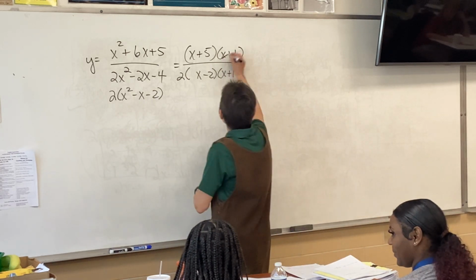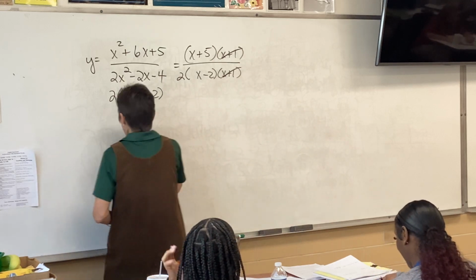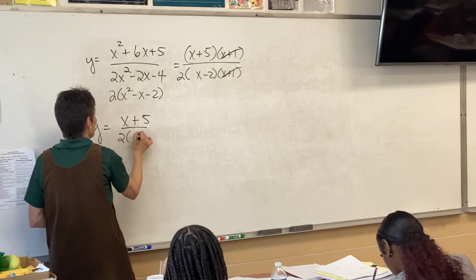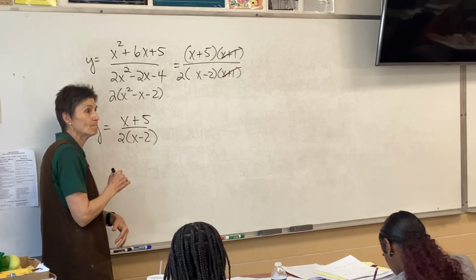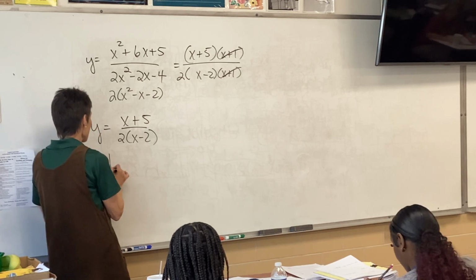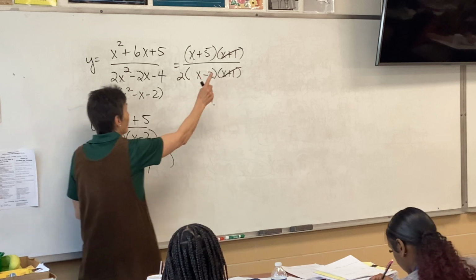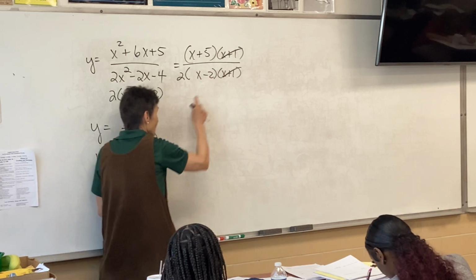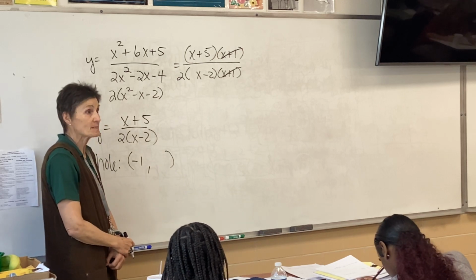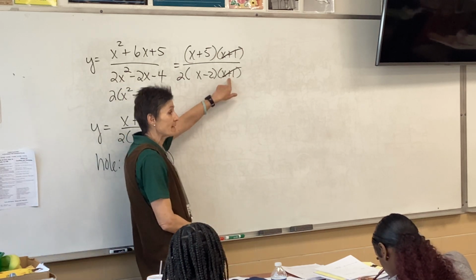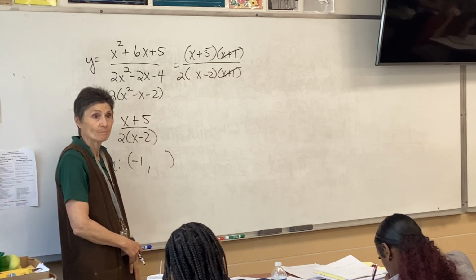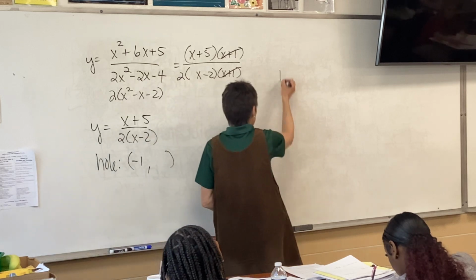All right. So I'm going to end up ultimately graphing x plus 5 over 2x minus 2. Would you agree with that? But that's what I'm going to be graphing. And because I canceled out this factor, I am going to have a hole at the point -1 comma something, because I canceled out a factor of x plus 1, which means x is -1. All right, so now I'm ready to go.